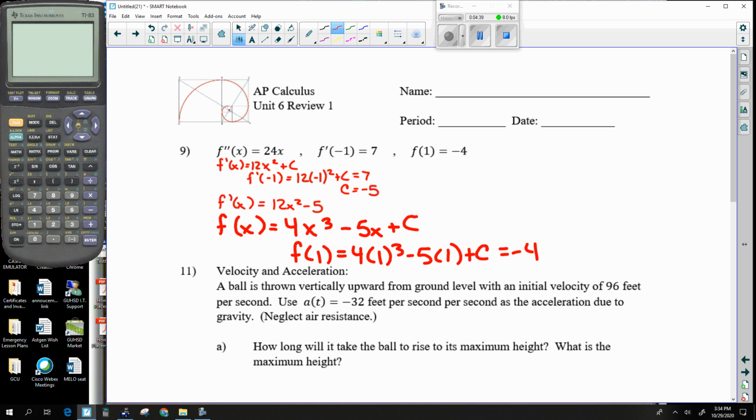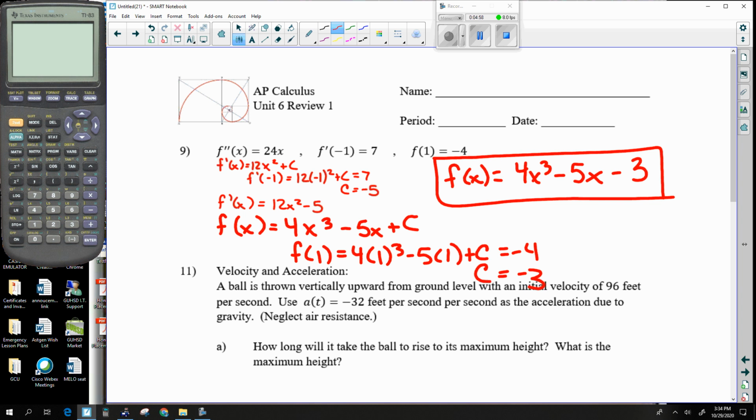So this is what? 4 minus 5, that's negative 1. So that's going to be a plus 1. That's a negative 3 to you and I. And that leaves that f of x to be equal to 4x to the third minus 5x plus c, which is a minus 3. That's your particular solution.